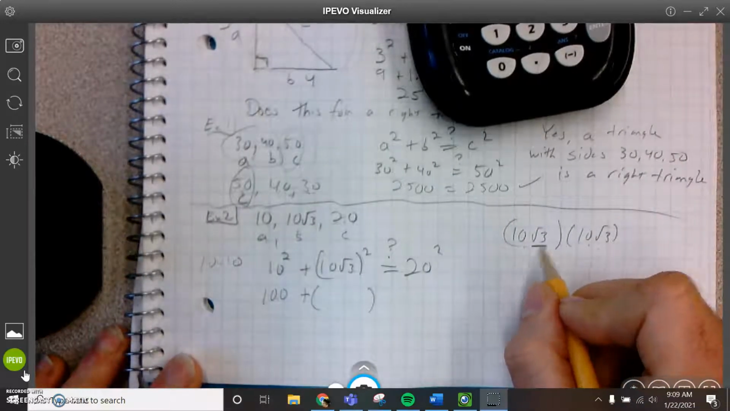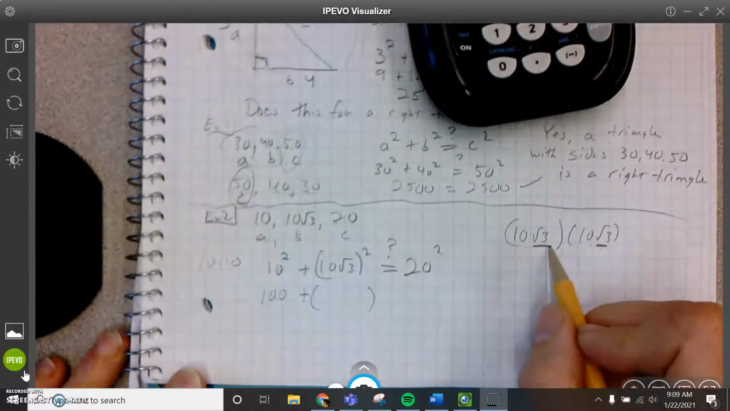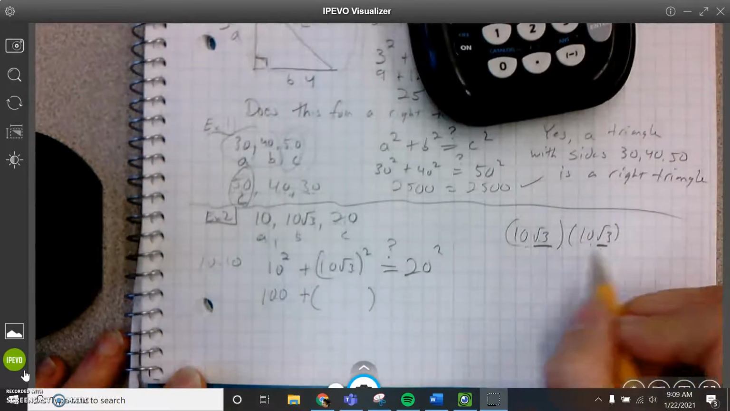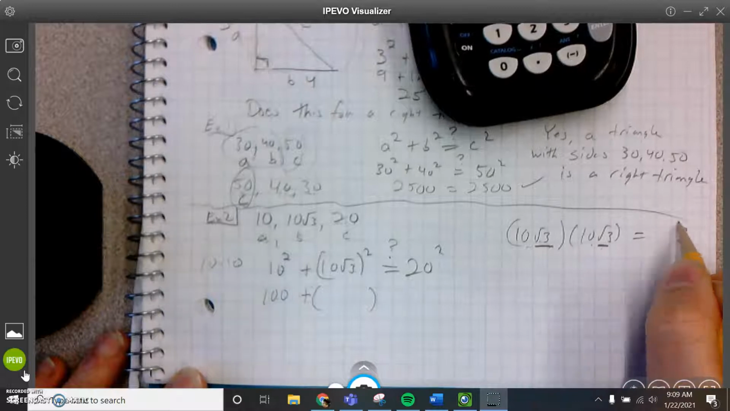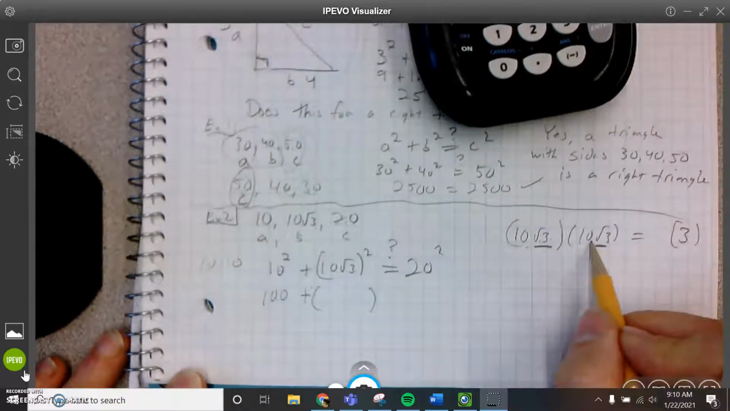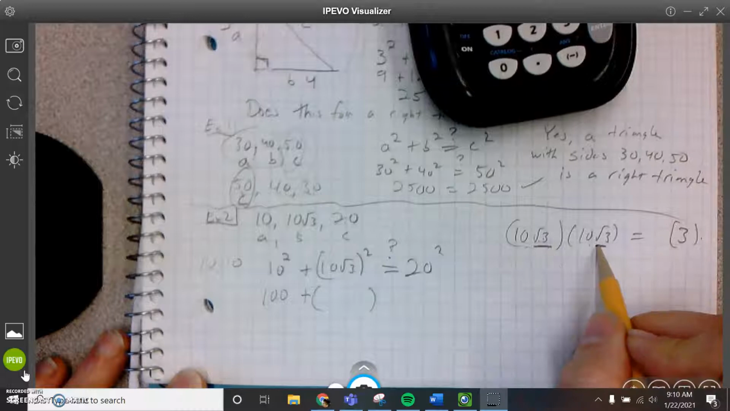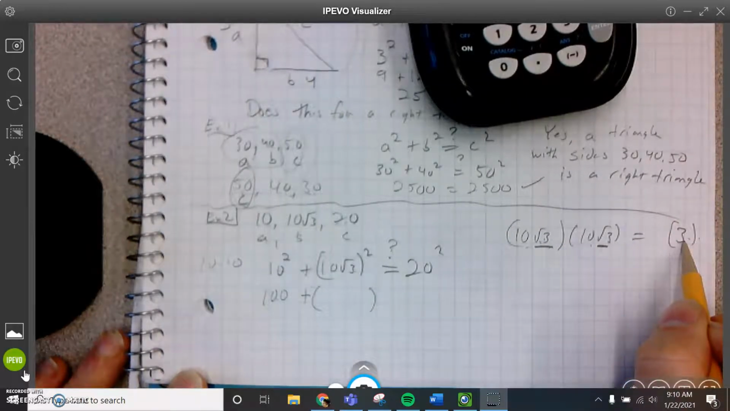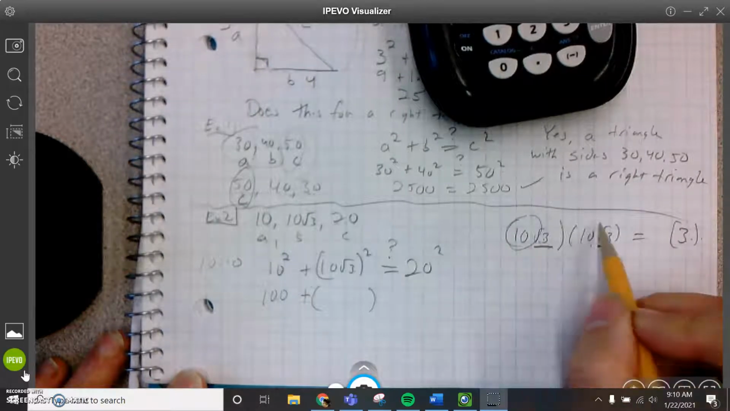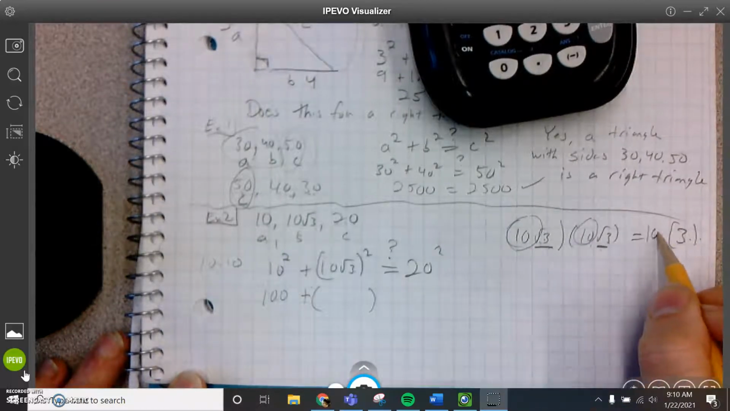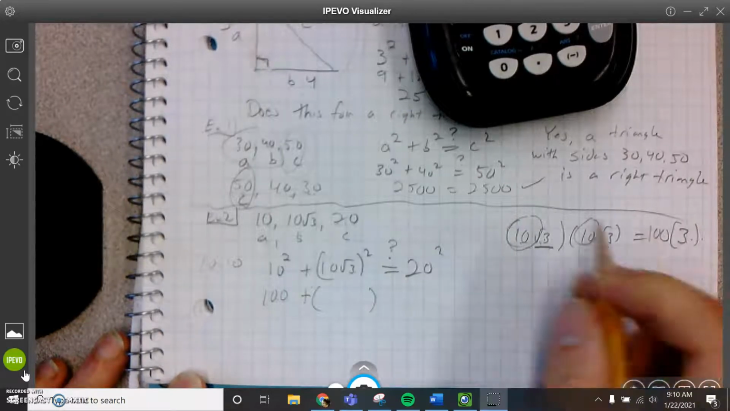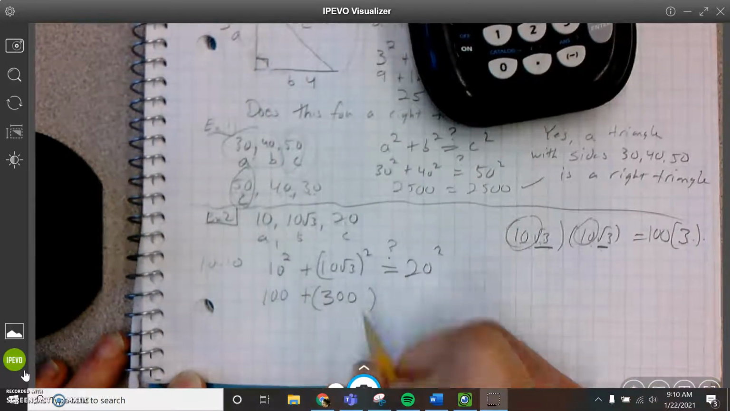Well, radical 3 times radical 3, when you multiply a radical times itself, is just 3. Radical 5 times radical 5 would be 5. Radical 10 times radical 10 is 10. So whenever you have a radical times a radical, it equals just what's inside the radical. And then 10 times 10 is 100. So this problem is actually 100 times 3, which is 300.